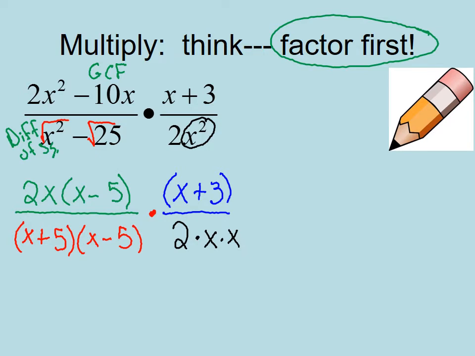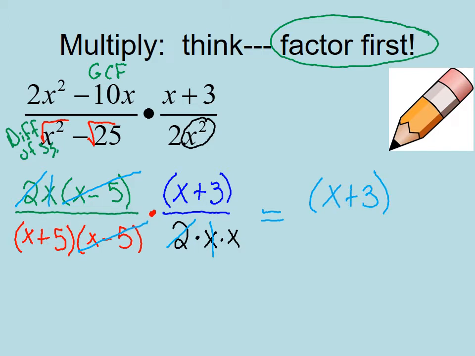Now we're going to go ahead and start canceling things out. We can only cancel things from top and bottom, and they have to be exactly the same. So if I look here, I have a 2 on the top and a 2 on the bottom, so I'm going to cancel. I have an x on the top and x on the bottom, so I'm going to cancel. I have an x minus 5 and an x minus 5, so I can cancel that. I don't have an x plus 3, so that has to stay. So I'm going to keep my x plus 3.